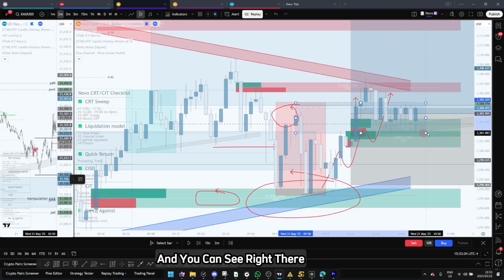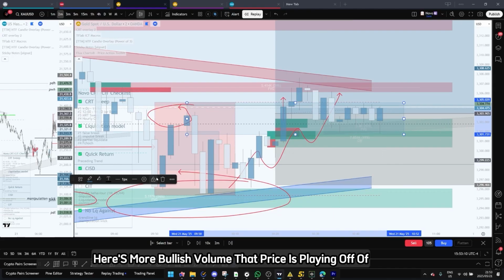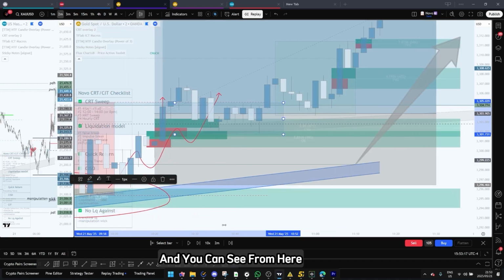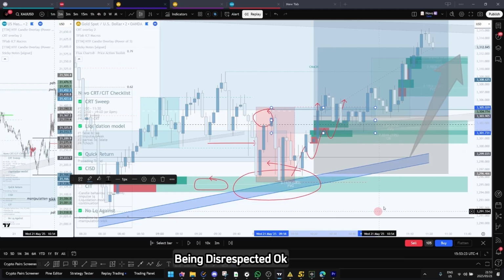And you can see right there, price is constantly conforming to that bullishness. Here's more bullish volume that price is playing off of within the trade. And you can see from here, price just started to skyrocket. All that previous bearish nature is now being disrespected, and that's why this is also a key thing to have.